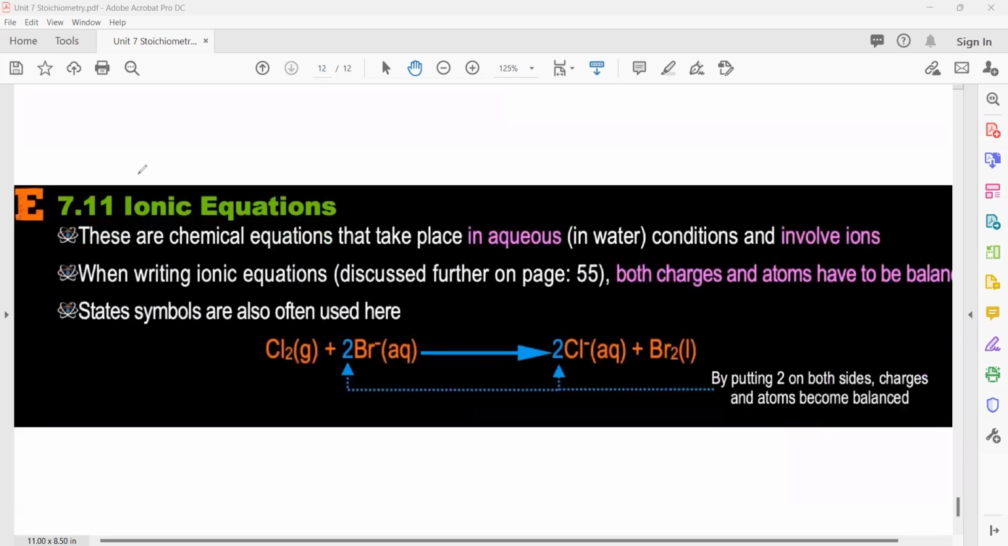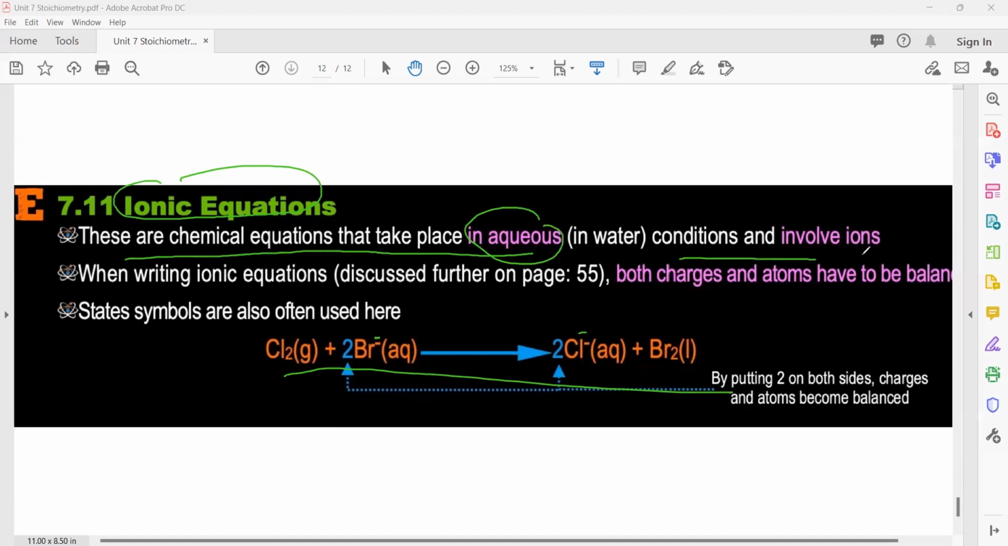Then they use another term that is known as ionic equations. If in any equation you find ions, like minus signs and positive signs, these types of equations are known as ionic equations. These are chemical equations that take place in aqueous conditions and in which ions are involved. For example, if I say write the ionic equation for sodium chloride, I will write sodium as positive, chlorine as negative. They combine together and give you NaCl. So this is the ionic equation.